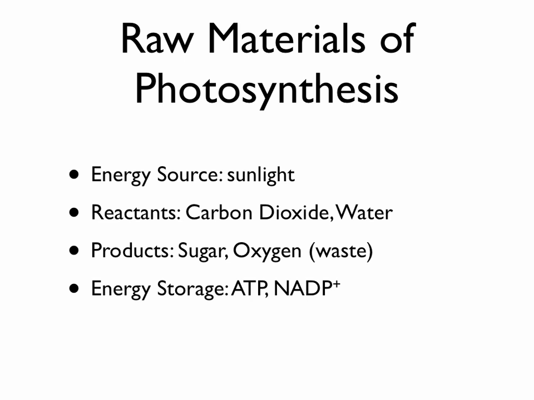The raw materials of photosynthesis are elaborated here. The ultimate source of energy is, of course, sunlight. The reactants are carbon dioxide and water. The products are sugar, like glucose, and oxygen, which is a waste. And then energy storage takes place in molecules of ATP and NADP+.